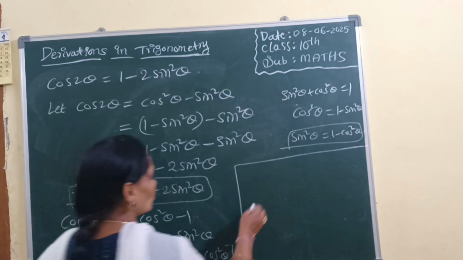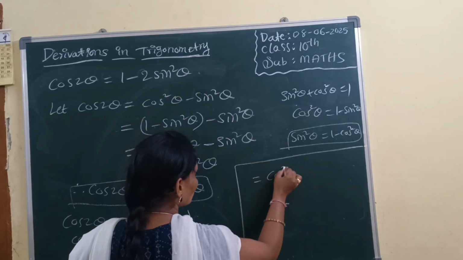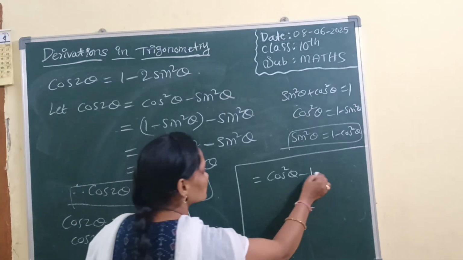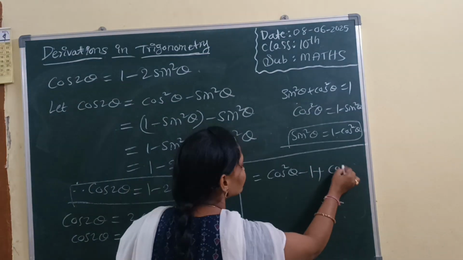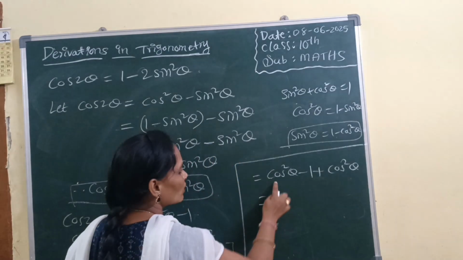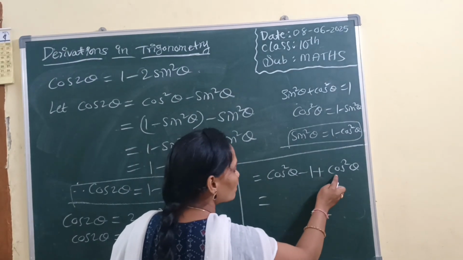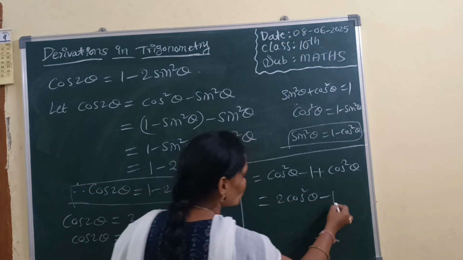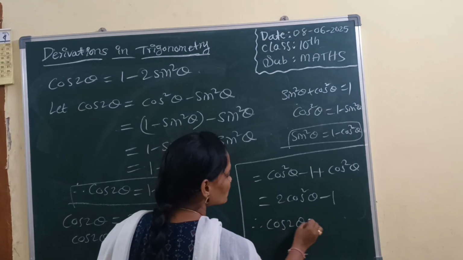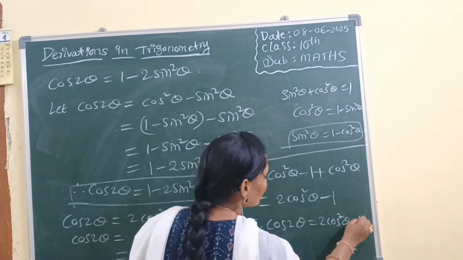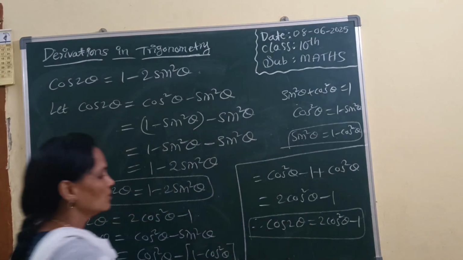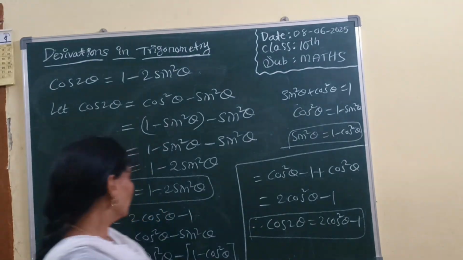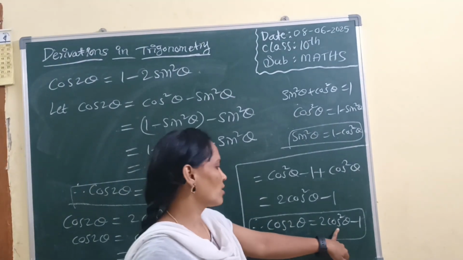Okay. Now after that what it will come? Cos square theta minus 1, minus into minus plus. Okay, cos square theta. Okay. Now 1 plus 1. See, plus cos square, here also plus cos square. So 2 cos square theta minus 1. Therefore cos 2 theta is equal to 2 cos square theta minus 1. This is one more formula. Okay. Cos 2 theta in terms of cos.